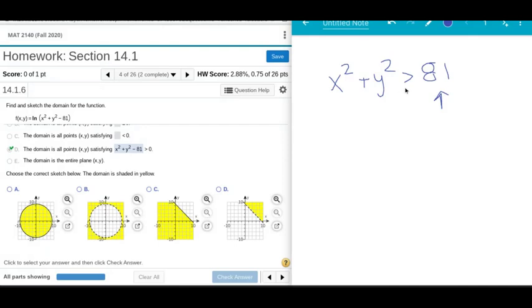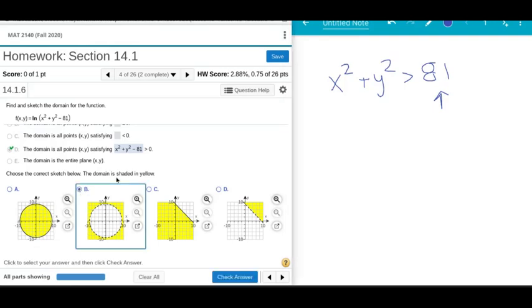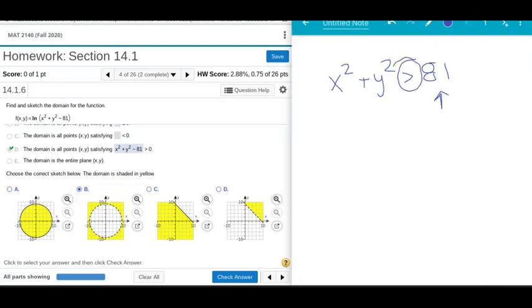And first of all, if you think about it really quick, whenever you have just a greater than or less than symbol and no equal sign, we technically can't include the boundary. And so by just knowing that, it has to be B because it's dashed. It's a dashed circle line. If it was solid like A, we would be including the boundary, so we would have an equal bar in our inequality. But besides that fact, it's the outside of the circle because we want greater than the circle. We want outside of that radius 9, so everything outside of that.